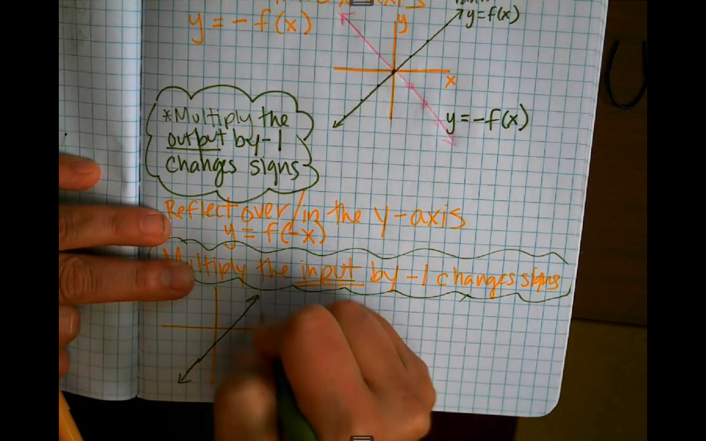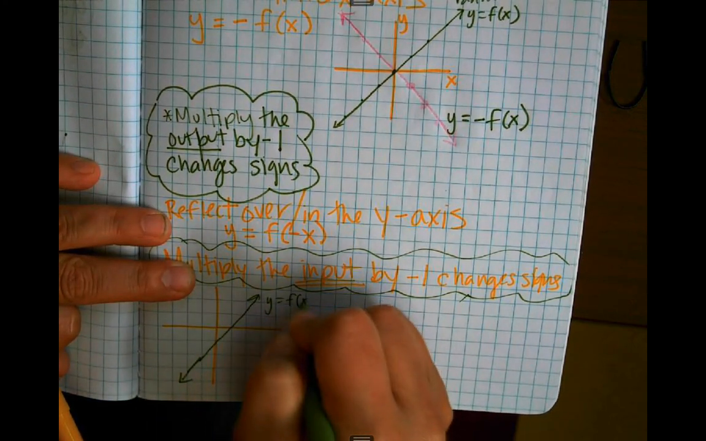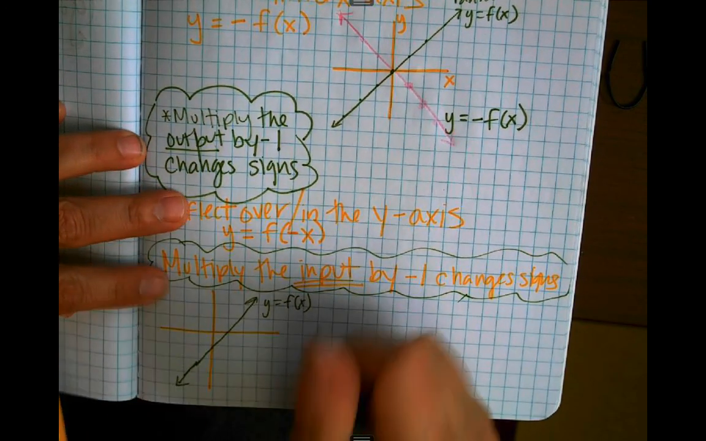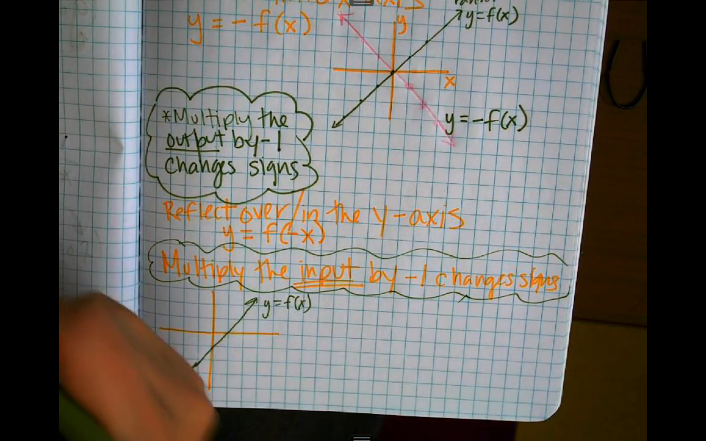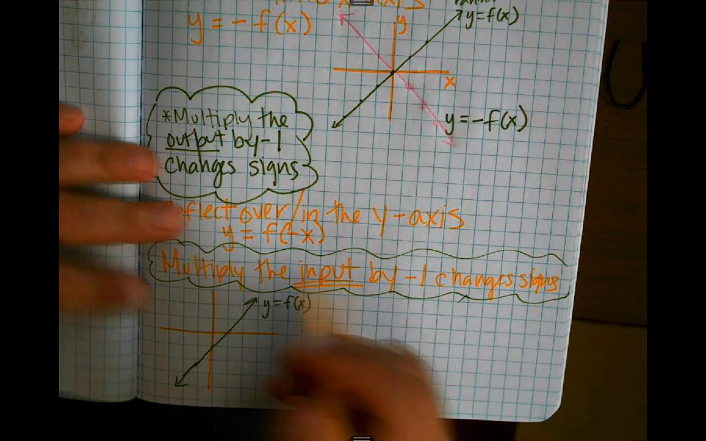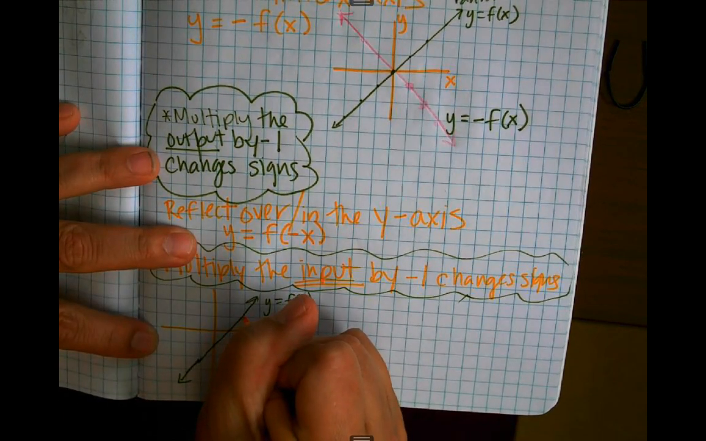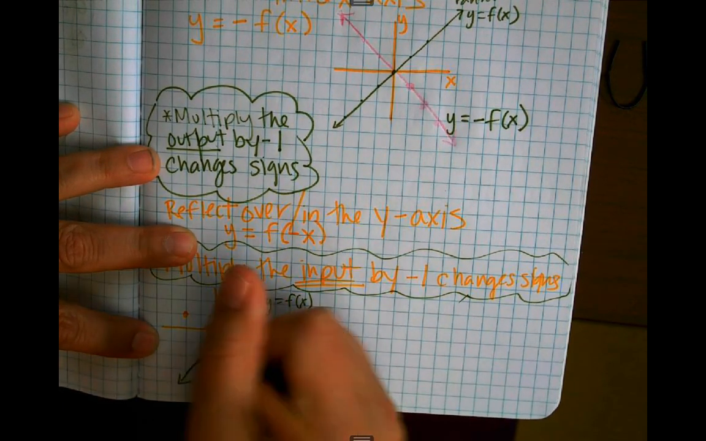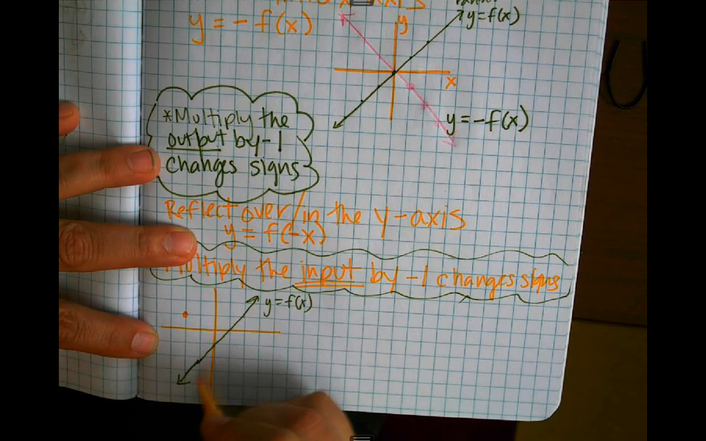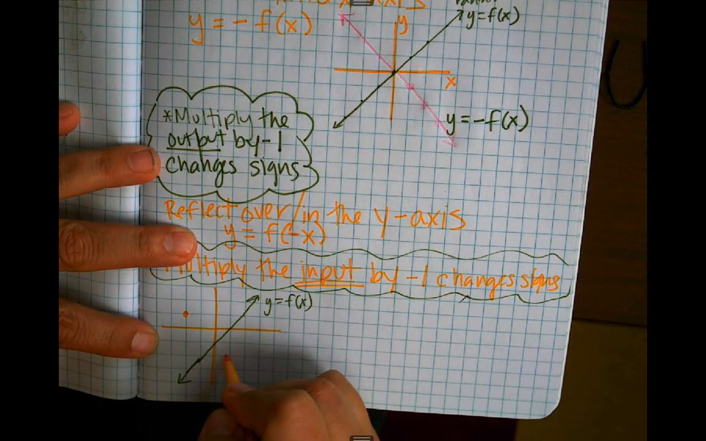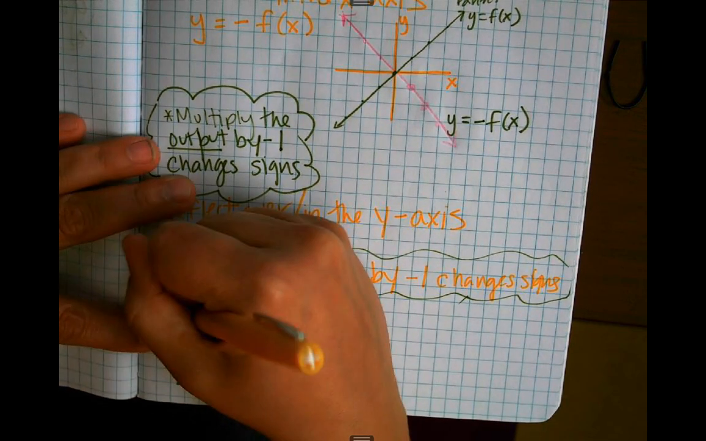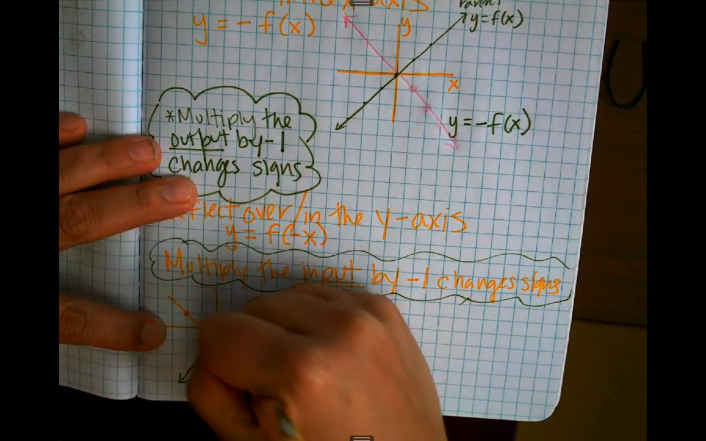So say this is y equals f of x. It's just a random one, not the parent. But I haven't given you any values. This one is approximately 2 away from the y-axis, so it's going to be 2 away from the y-axis over here. This one is approximately 1, so it's going to be approximately 1 here. This one is on the y-axis, so it's going to stay there. And this would be my new graph.